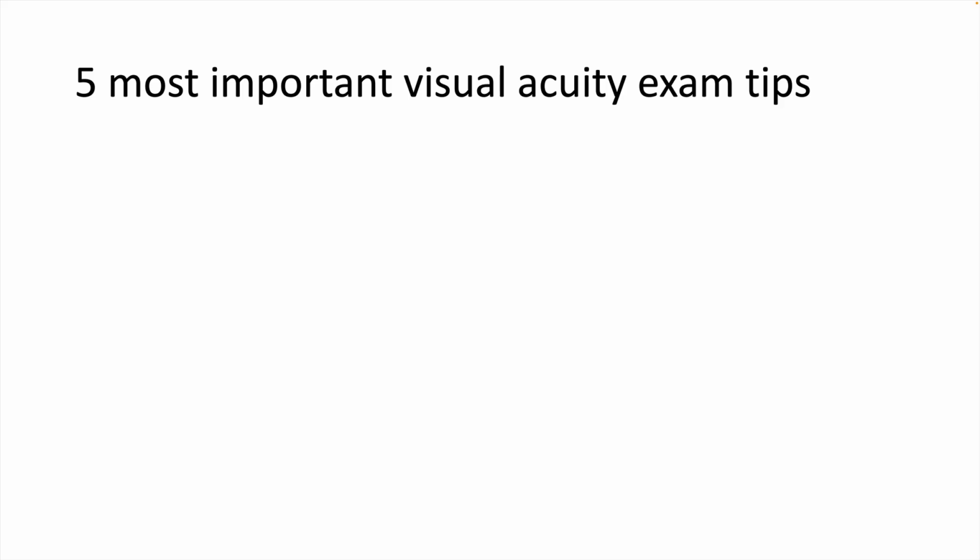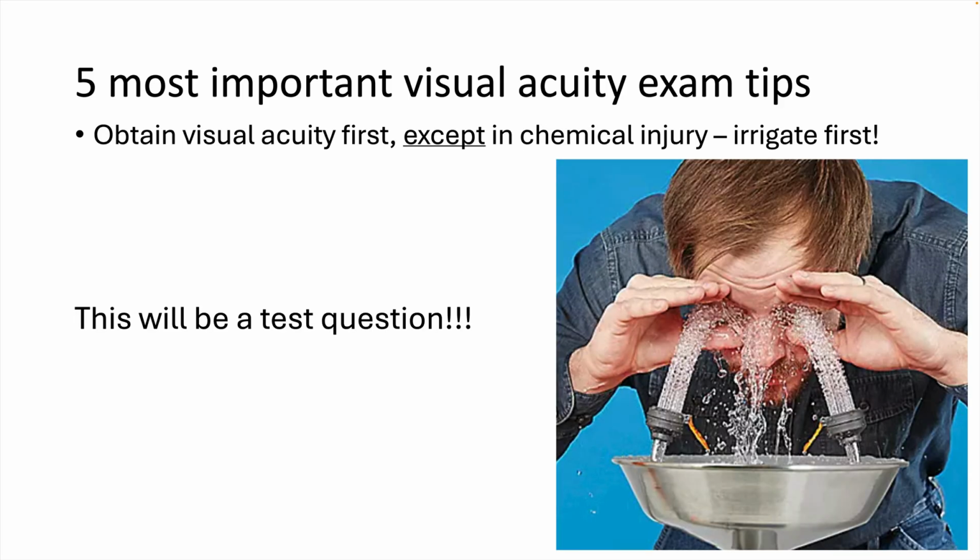I want to list the 5 most important visual acuity examination tips. In patients with an ocular complaint, when possible, obtain a visual acuity examination first. The exception is a chemical injury where you should irrigate prior to visual acuity. This will be a test question.